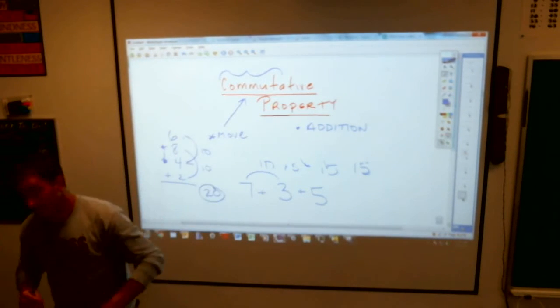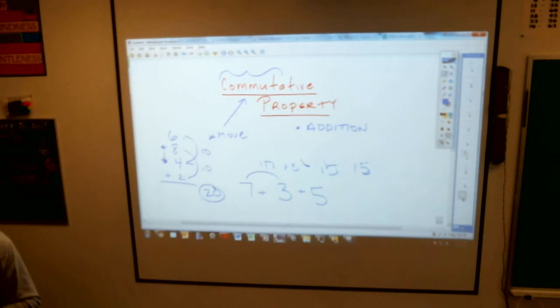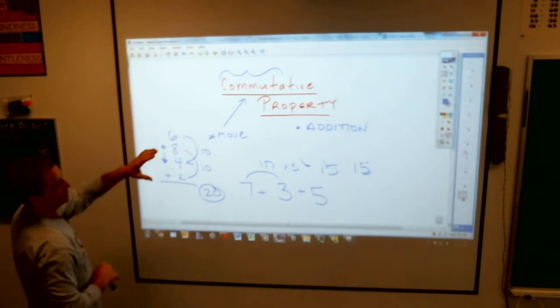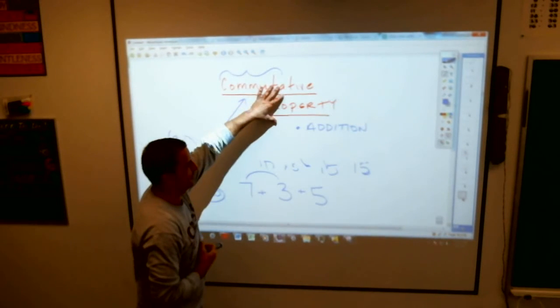Unless you think that's not important, you cannot do that with subtraction always. We'll talk about that later. Commutative property doesn't work with subtraction. It sometimes does, but it doesn't always work with subtraction.